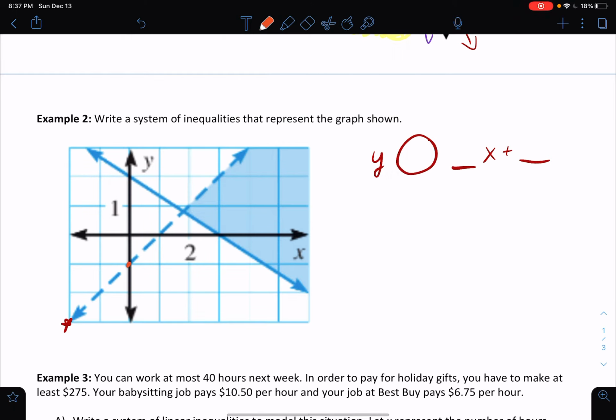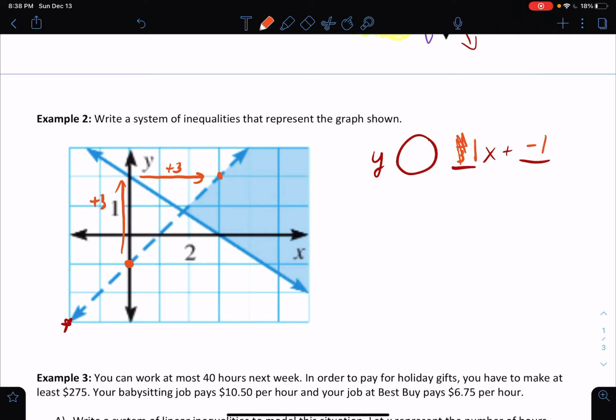The b value is -1. Then for the slope, you'll see another point right here. I'm going to go up 1, 2, 3, to the right 1, 2, 3. So I go up 3 over 3, which simplifies to 1.